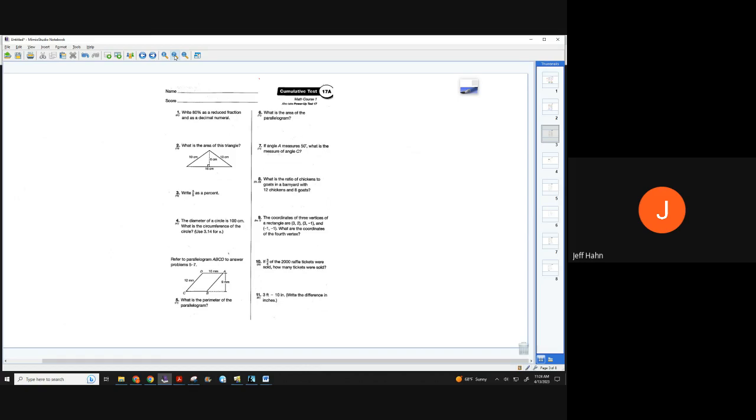11 should be 26 inches. 12 is 22. 13 should be 360 inches cubed. 14 is 15. 15 is 8.9.